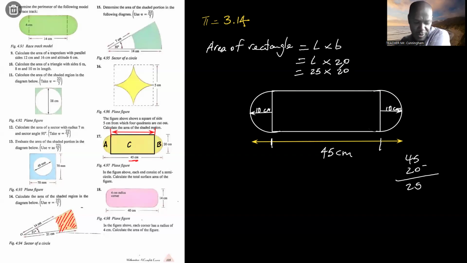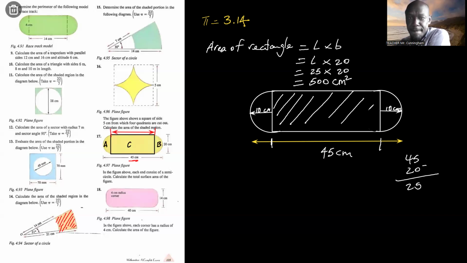Anybody lost? No, sir. And how much is that? 500. So we just calculated the area of the rectangle. Now go ahead, find the area of the semicircle.